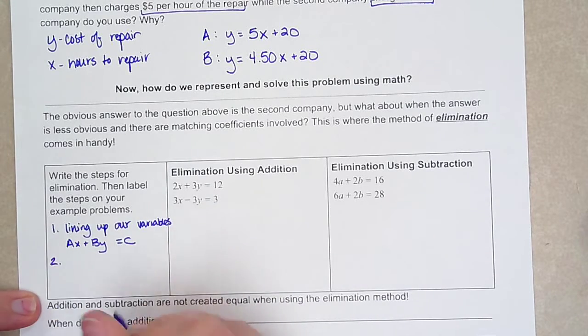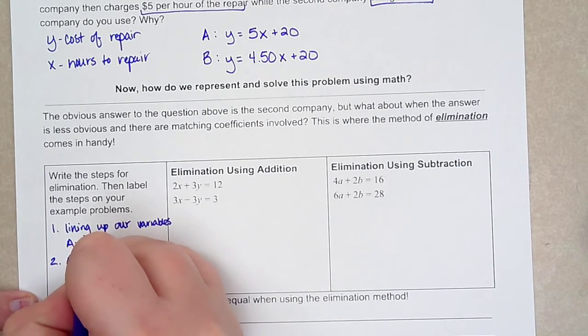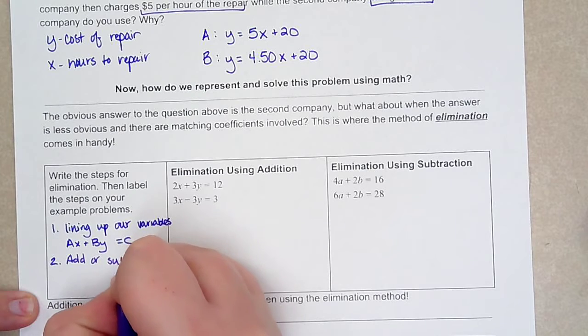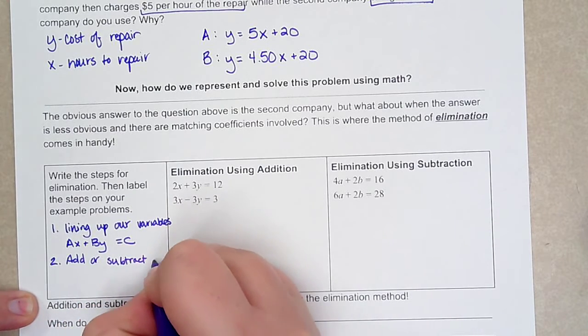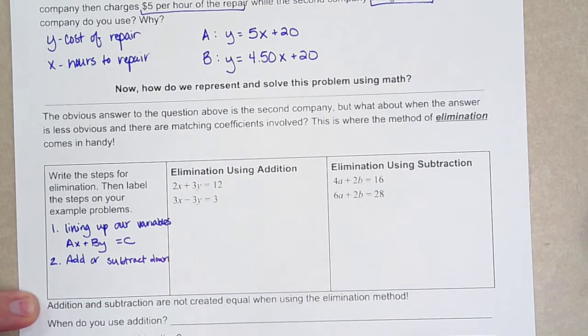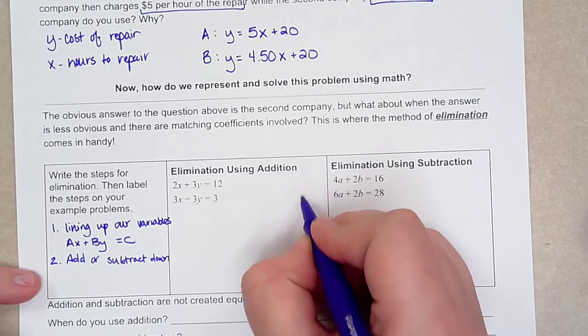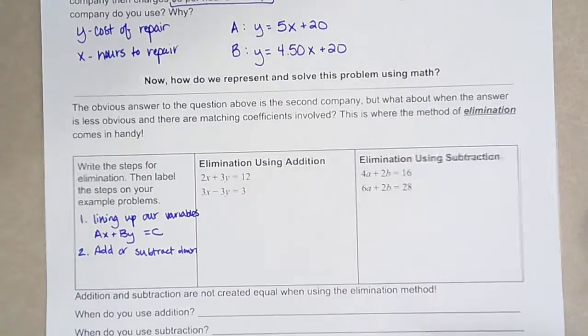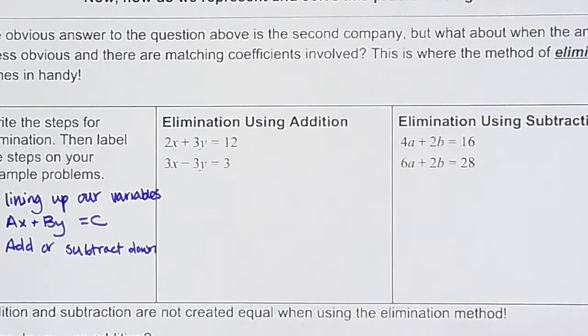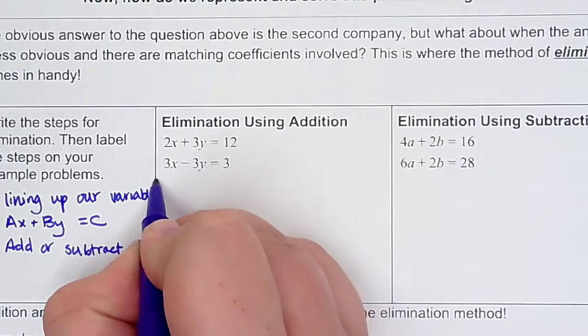Second, we're either going to add or subtract down. And you're like, well, which one is it, Miss Bury? Well, we're going to treat this like a giant addition problem. Remember when you used to line it up, 3 on top, 2 on bottom, you just add down? We're going to do the same thing here. So we're going to eliminate using addition in this first one.